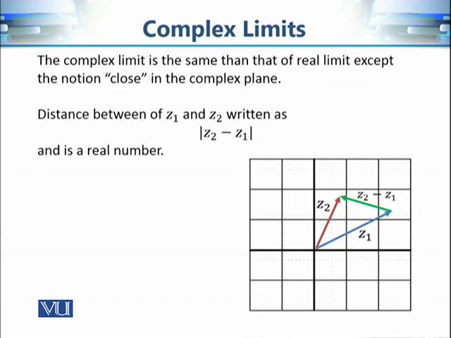Now, going to the complex limit case, if we want to calculate the limit of a complex function, then the concept is the same, but there is only one difference, that now we calculate the distance in some other way. So the distance between two complex numbers can be calculated this way, which we have discussed when we were discussing the difference of complex numbers. So this is the mod of z2 minus z1.